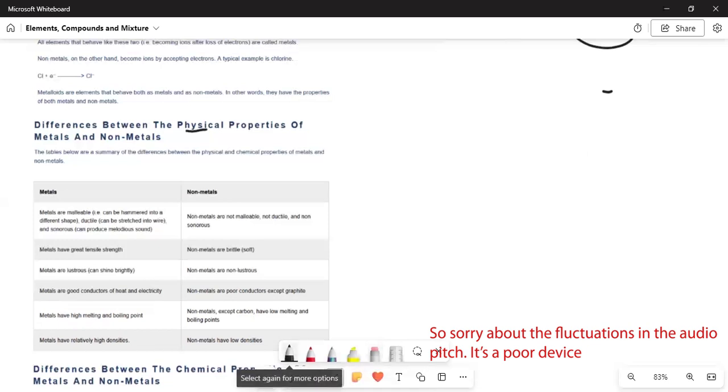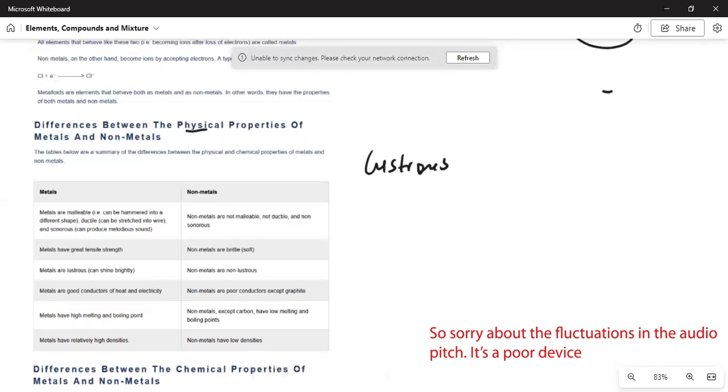Metals are lustrous, that is, they shine. They have that shining ability. Most of them are lustrous in nature, and they can shine brightly. Non-metals are non-lustrous and do not shine.